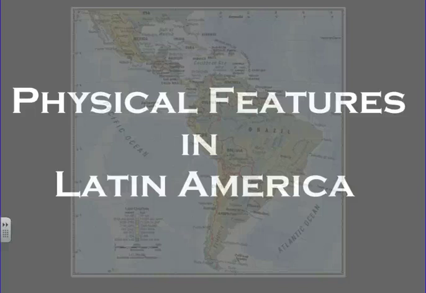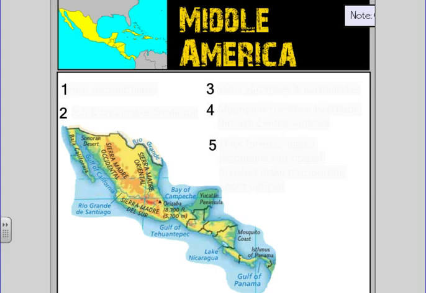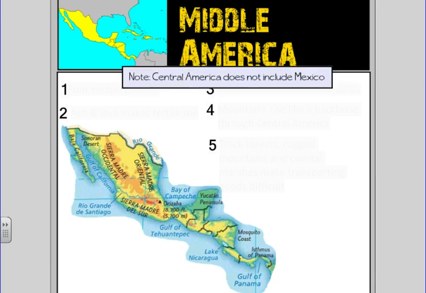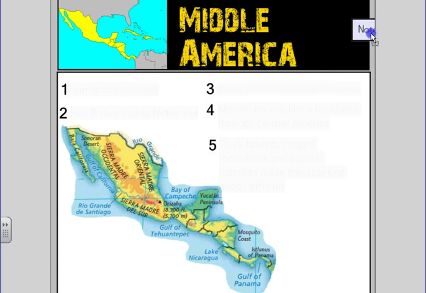Okay, today we're talking about Latin America's physical features. On the front side of your notes, we're going to start out by talking about Middle America. Middle America is the section you see highlighted in yellow at the top of the screen. It's important for you to realize that Middle America and Central America are not the same thing. Central America does not include Mexico. So when you talk about Middle America, you are including Mexico.